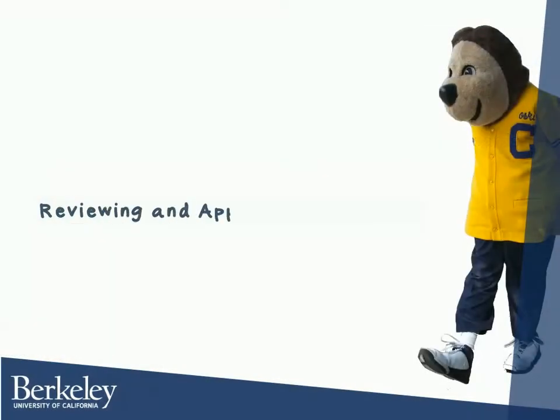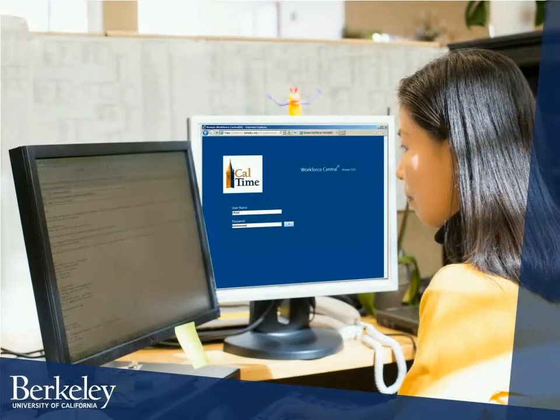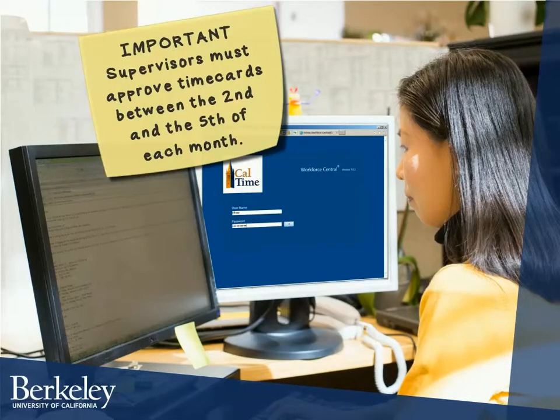Reviewing and approving time cards. Throughout this video, we will view CalTime from the perspective of Christy Frost, a fictitious supervisor on campus. This morning, Christy decides to review and approve the time cards of her staff. She knows university policy requires her to complete this task between the 2nd and the 5th of each month.